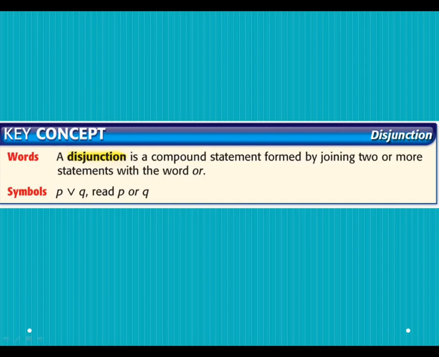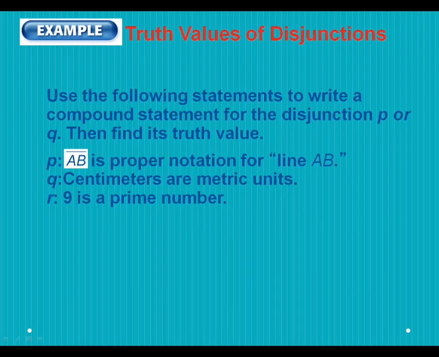Or instead. So let's take a look at one of those. In this case, this says find the truth value of P or Q. So that's P or Q. That says AB is the proper notation for line AB, or centimeters are metric units.